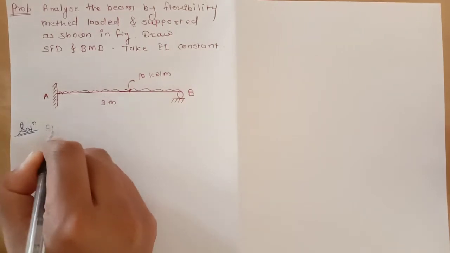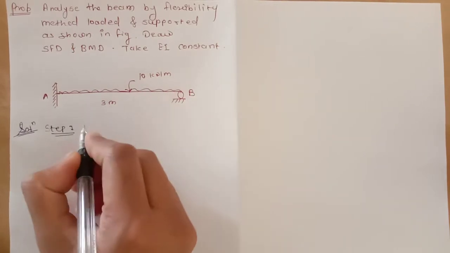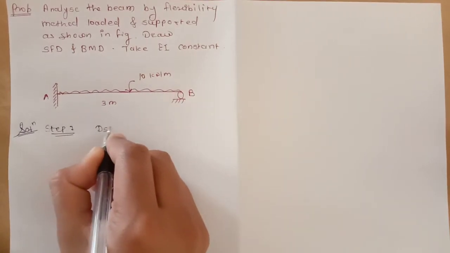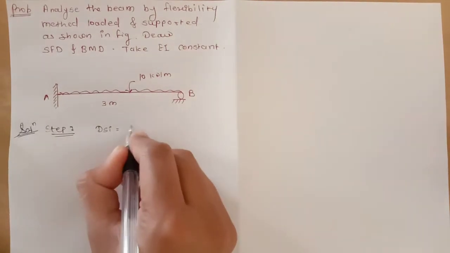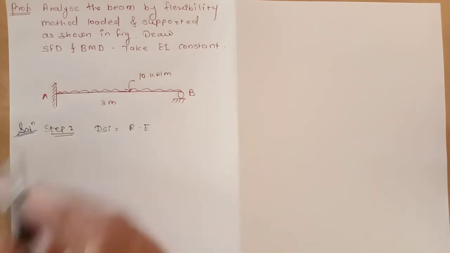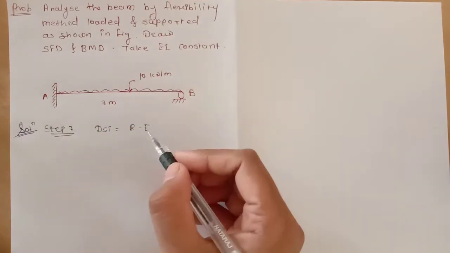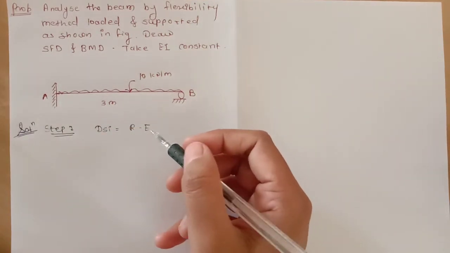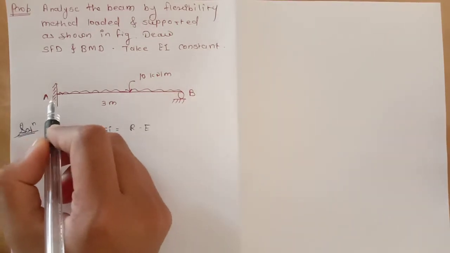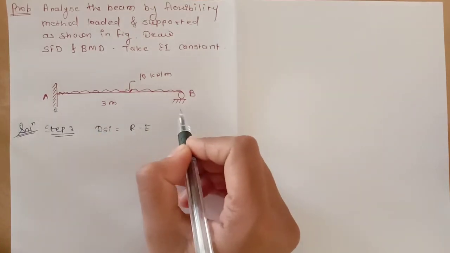So the first step is to find the degree of static indeterminacy, that is DSI. The formula is R minus E. R is the number of reaction components and E is the number of independent equilibrium equations. At the fixed support, the independent equilibrium equations are 3, but the horizontal reaction is neglected. So at the fixed support 2 and at the roller support 1.